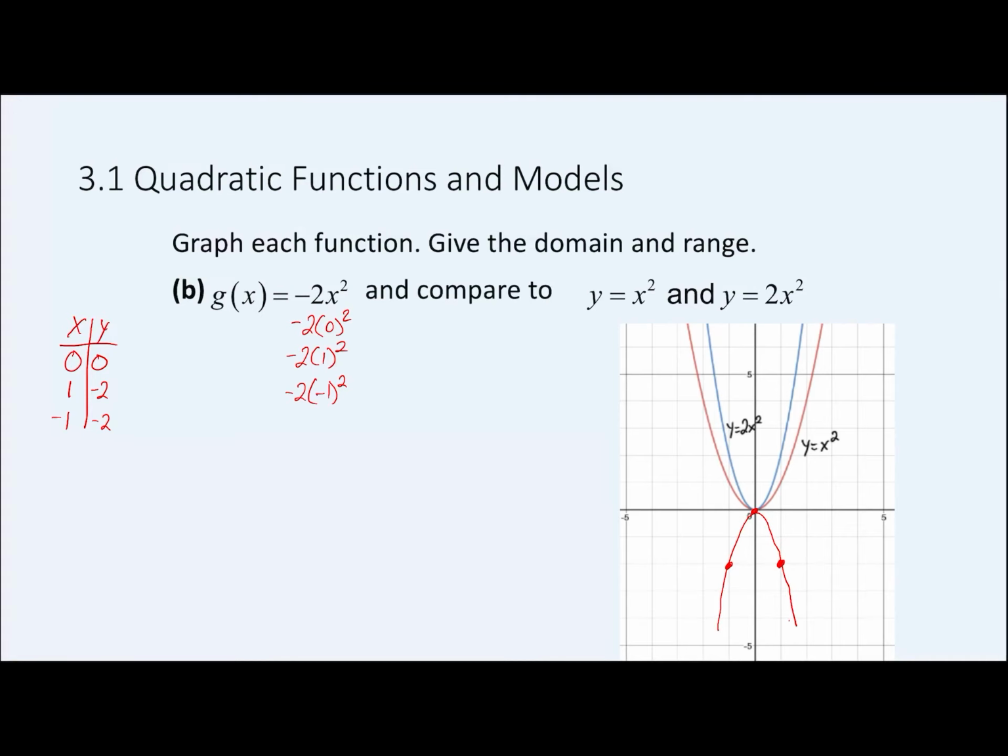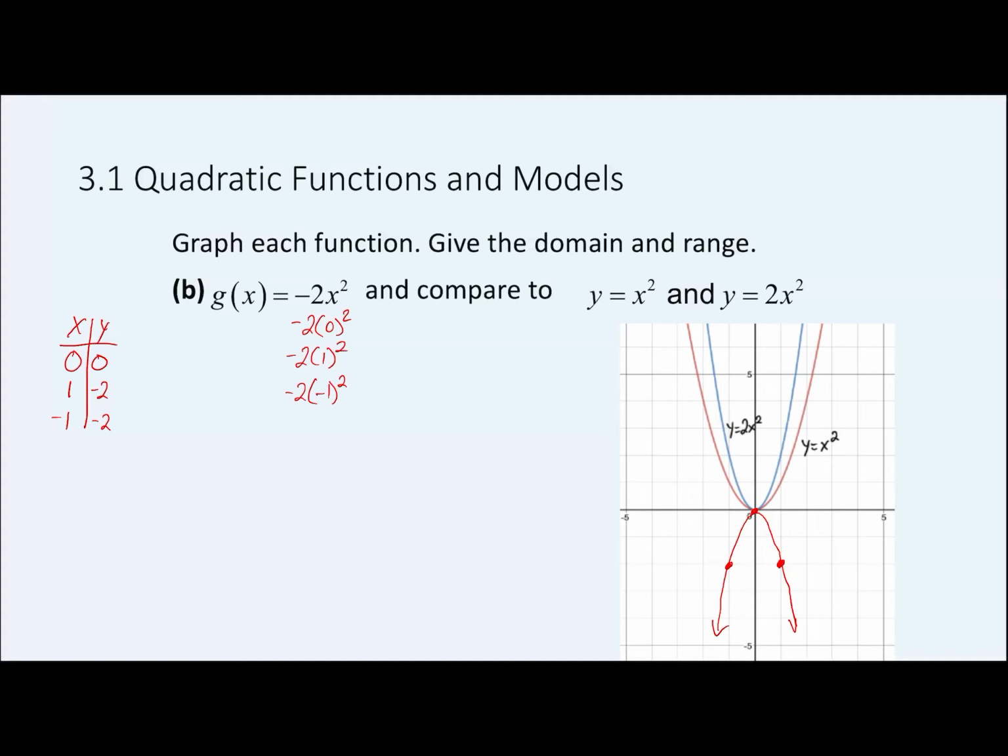If we graph this one, it goes through the origin, and then at 1, -2 we go right 1 and down 2, and at -1, -2 we go left 1 and down 2. You see this curve begin to take shape. It kind of looks something like that.